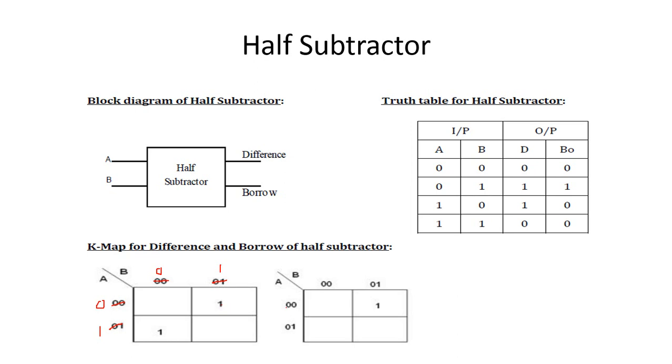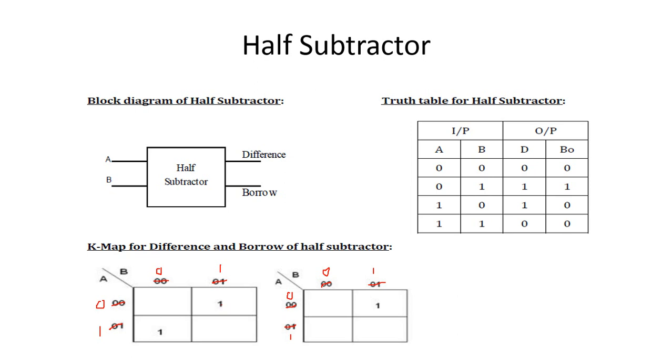Next one is for the borrow. For this, this is also 0 and here 1, and this is also 0 and here 1. For 0 0 combination, the borrow is 0. For 0 1 combination of the input, borrow is 1. For 1 0 input combination, borrow is 0. For 1 1 input combination, the borrow is 0.